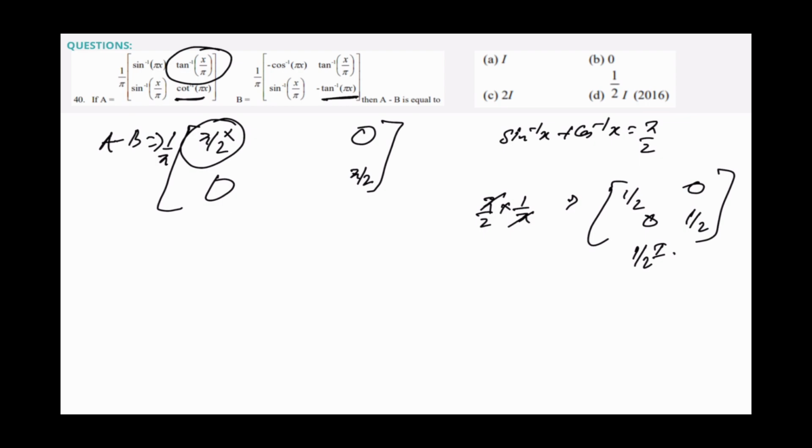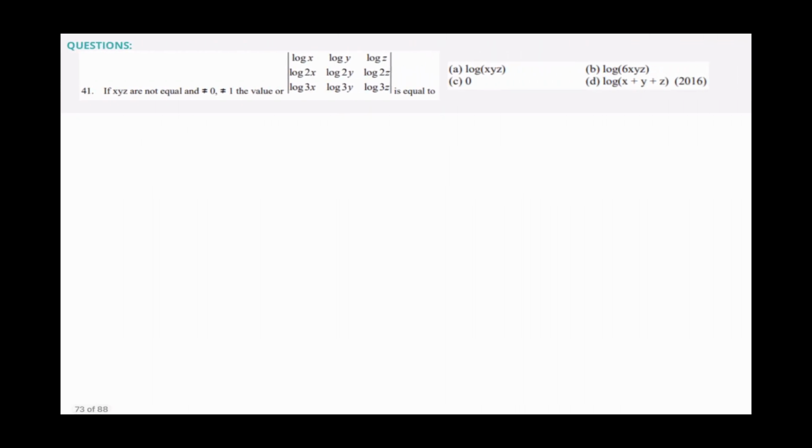Simple, okay? So this will be the answer. Coming to the next. Now, if x, y, z are not equal, and the question says x, y, z are not equal to 0 or 1, then how do you solve it? Very simple question, okay? Just by giving you log, they wanted to scare you a bit, nothing is there.